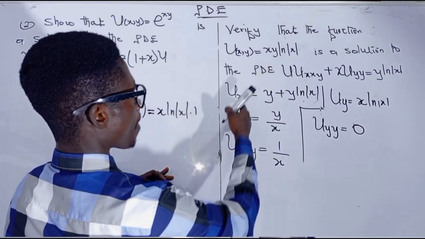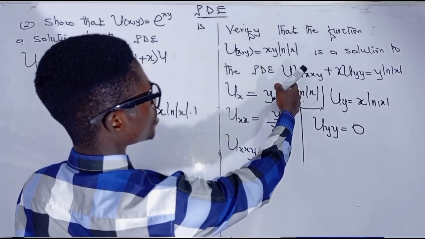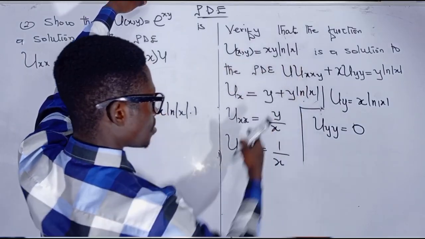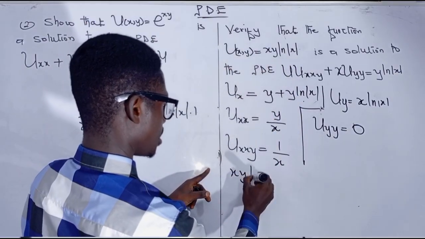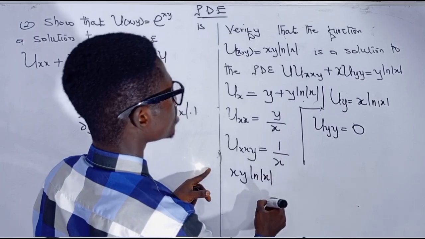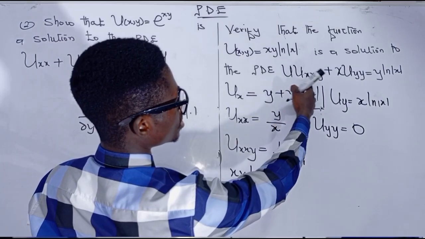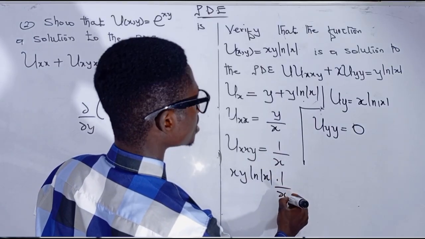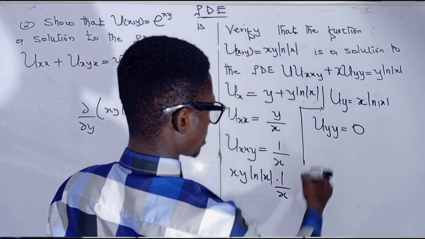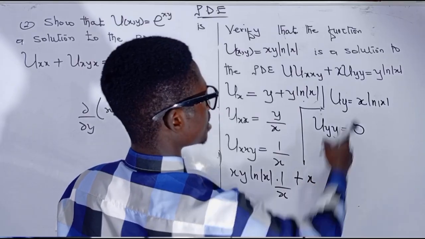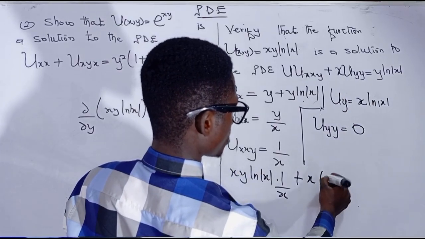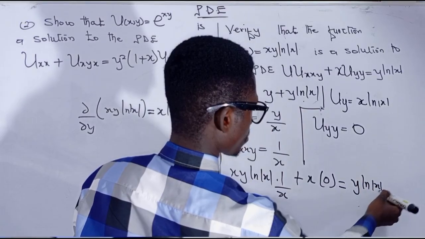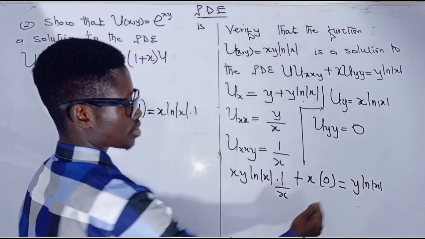So we have, where is it? U. Our U is the function. So U is given as this. So we are going to write it x, y, then x, and then multiply by u, x, s, y. U, x, s, y, we had 1 all over x. Then we have plus our x. Then we have u, y, y, we had 0. So multiply by 0 is equal to y, then x. So we are going to check to see if what is on the left hand side here will give us y ln x.